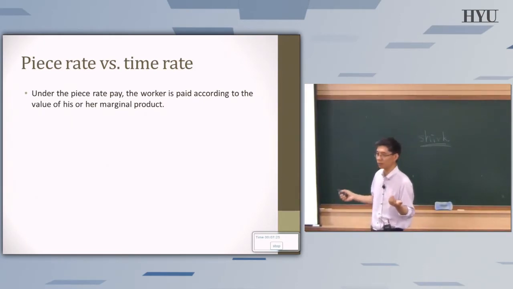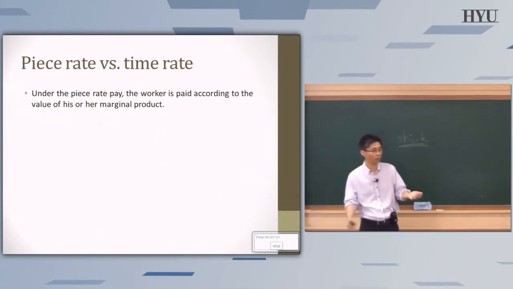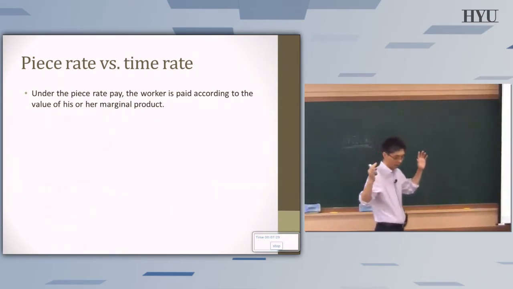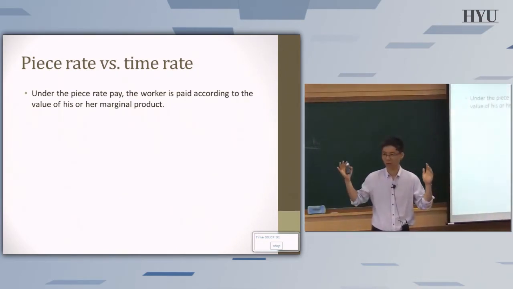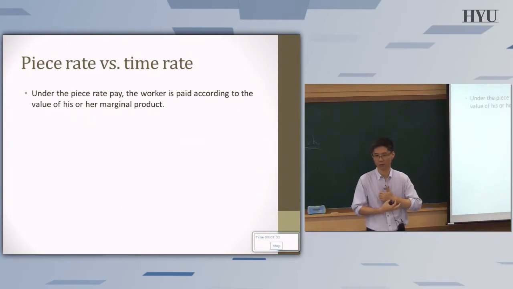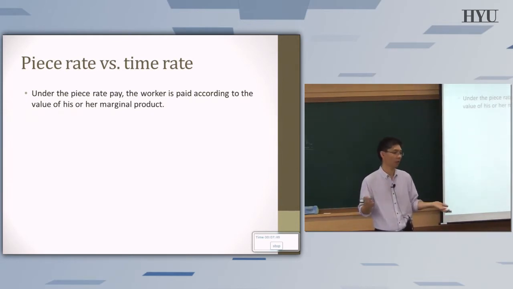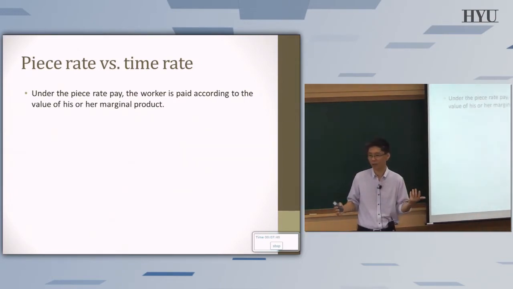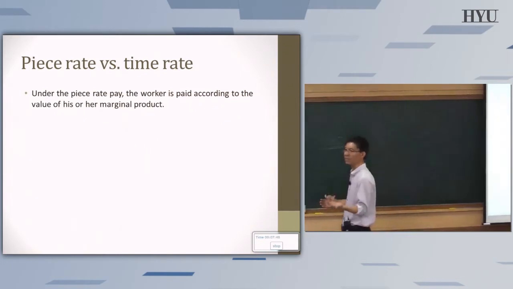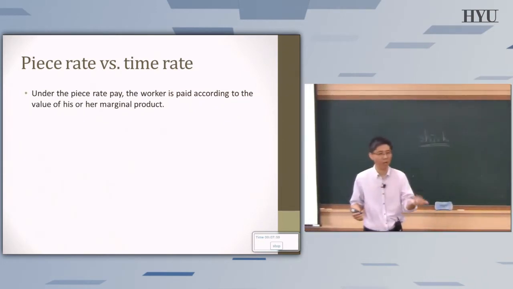Time rate is based on time. So how long you have stayed in this office, how long you have worked. Okay, that's a time rate. So usually the time rate is, for example, a per hour rate. Per hour I pay you $10. So if you work for 10 hours, I'll pay you $100. We don't count the number of pieces you made, just the number of hours.